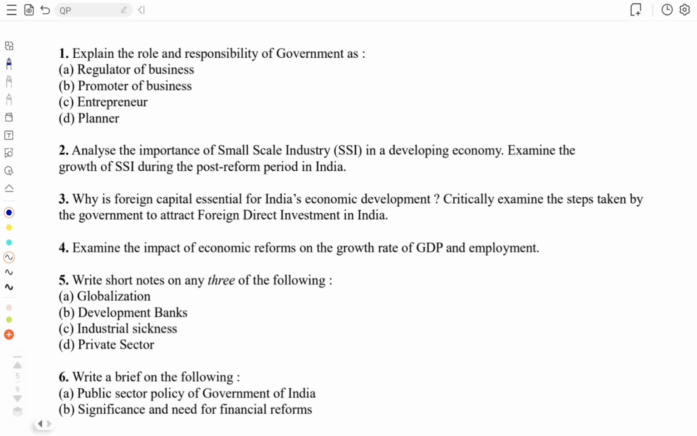Next is significance and need for financial reforms. So that includes allocation of resource, improved production, accelerated economic growth, creating efficient and stable and competitive environment, all those things.